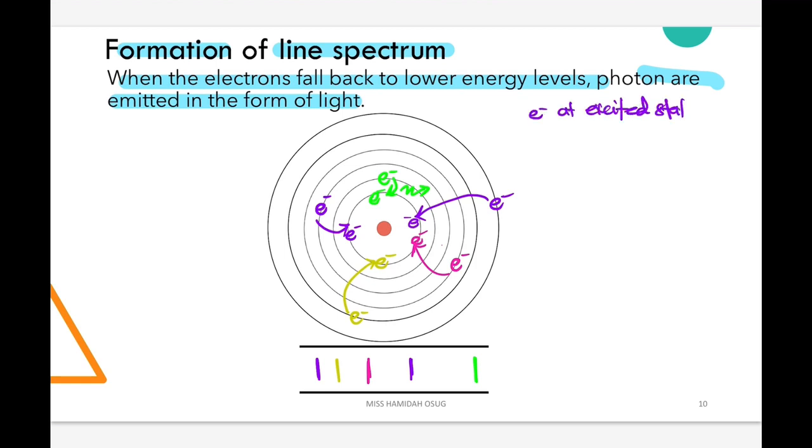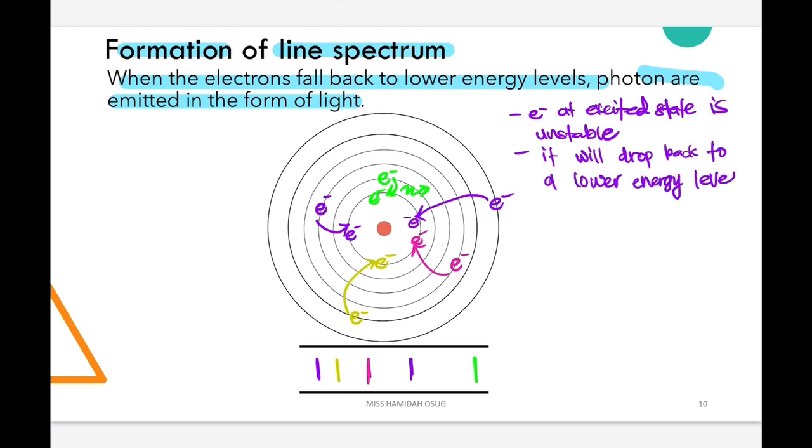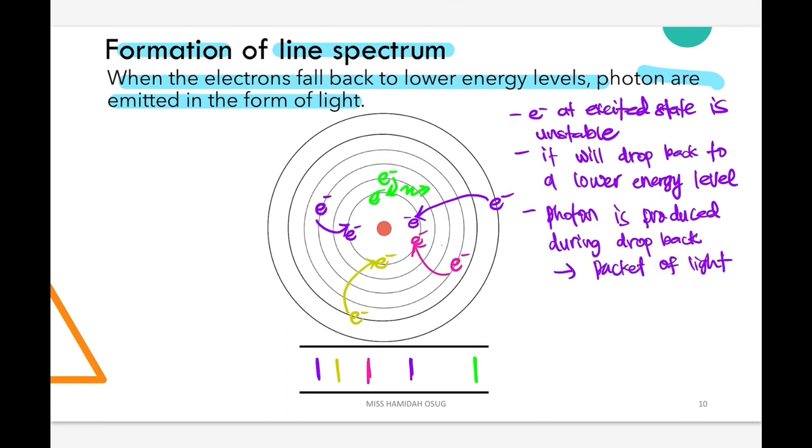So remember guys, an electron at excited state is very unstable. So what will happen? The electron will fall back or drop back to a lower energy level, and when it falls back, it will produce a photon. A photon is a packet of light that has a specific wavelength and can be observed on the spectrum.